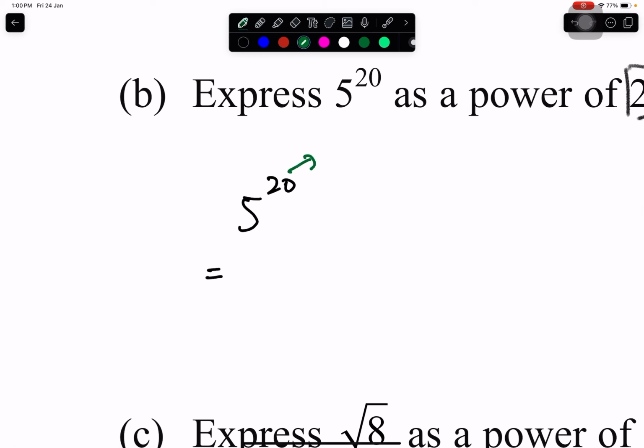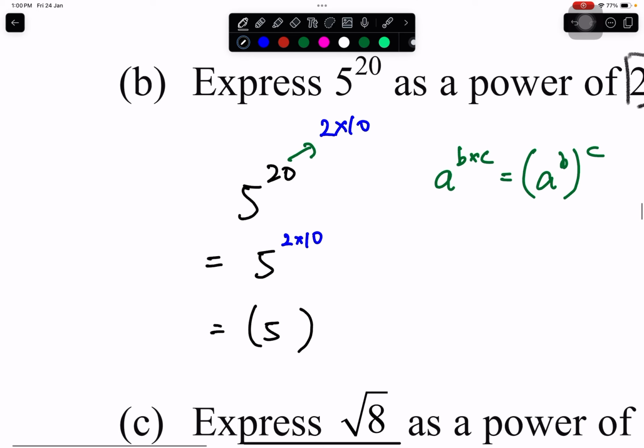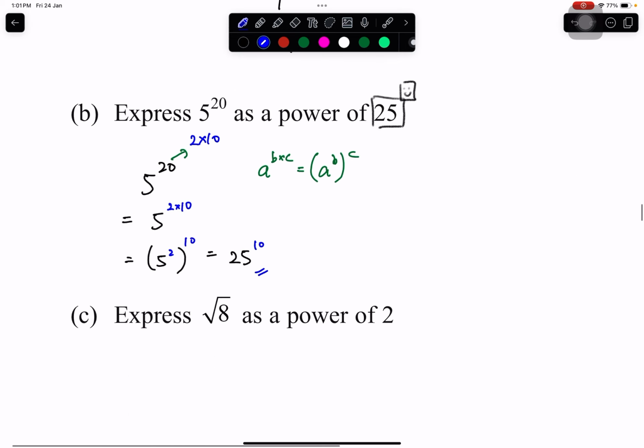If we break the 20 down into 2 times 10, then we're going to have 5 to the power of 2 times 10. And because of the power rule, a to the power of b times c is equal to a to the power of b, bracket, outside the power of c. So we could break it up as bracket 5 squared to the power of the outside 10. The 5 squared inside will be our 25. Then the outside 10 is like this. This is our answer. Okay?